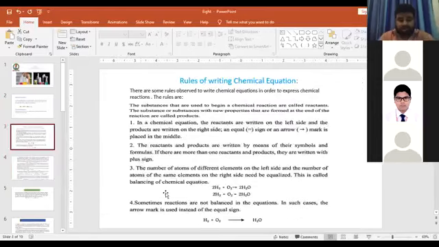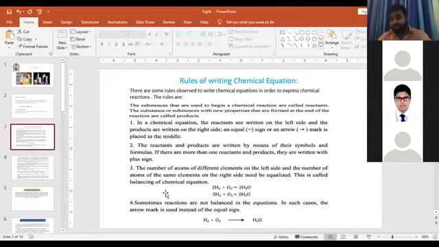Number three. The number of atoms of different elements on the left side and the number of atoms of the same elements on the right side need to be equalized. This is called balancing a chemical reaction. You know the law of conservation: atoms are neither created nor destroyed. Before the chemical reaction, the total number of atoms is equal to the total number after the reaction.